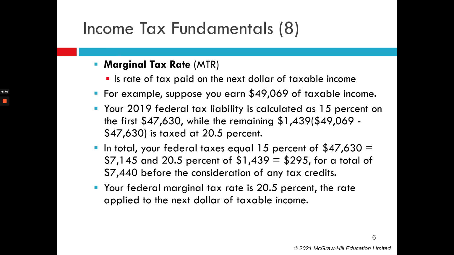So as an example, if you earned $49,069 of taxable income, the first $47,630 is calculated at 15%. So $47,630 times 15%. The difference, the portion that's over $47,630 is $1,439, and that would be multiplied by 20.5%. And then those two numbers are added together and you get $7,440. And we are done step 4.